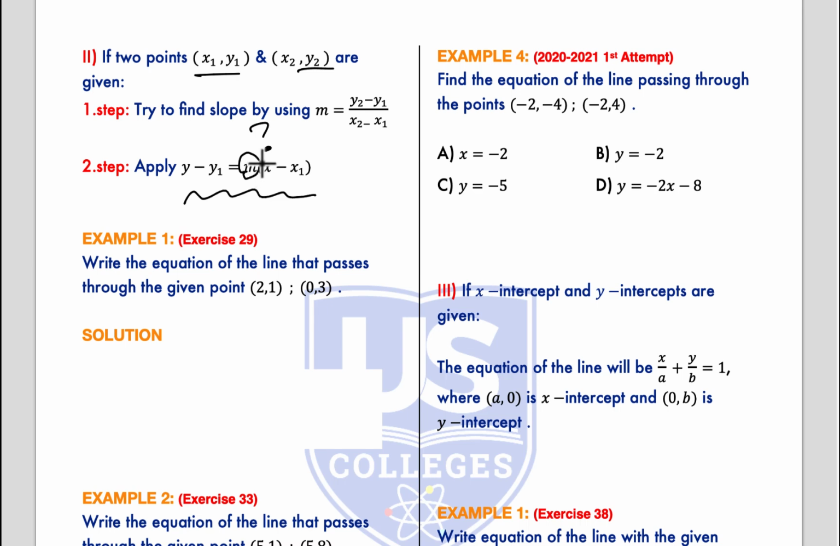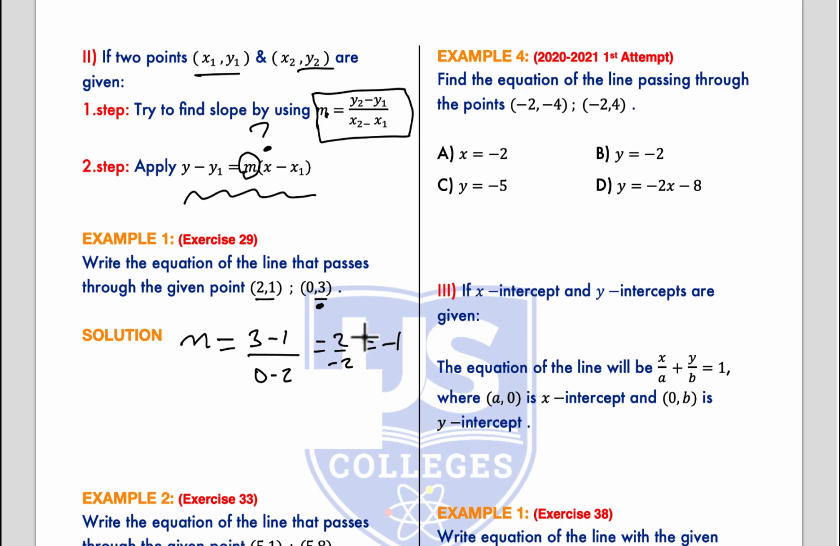How do you find slope? Remember, you find slope from the previous topic, by using change in y over change in x. So we have 2 points in this question, first exercise question. Find the slope first. This is the first thing to do. Find slope. I pick this as a second point. y2 minus y1, 3 minus 1, divided by 0 minus 2, which is 2 divided by negative 2, negative 1.